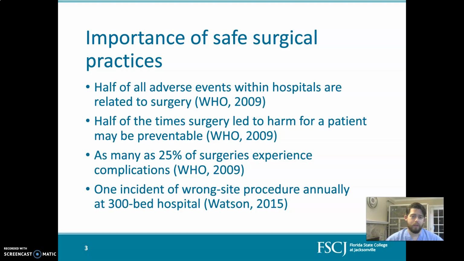It's estimated that at a 300-bed hospital, there would be one wrong site, wrong patient procedure annually. And while this doesn't seem like a huge number, it's difficult to track because there's no unifying regulatory body that keeps track of all these. And while the exact number of complications is difficult to track, there were over 21 million procedures performed in 2014 across hospitals and surgical centers. And with a 25% complication rate, that would mean that there were 5 million complications that year. This definitely indicates that there's some room for improvement there.